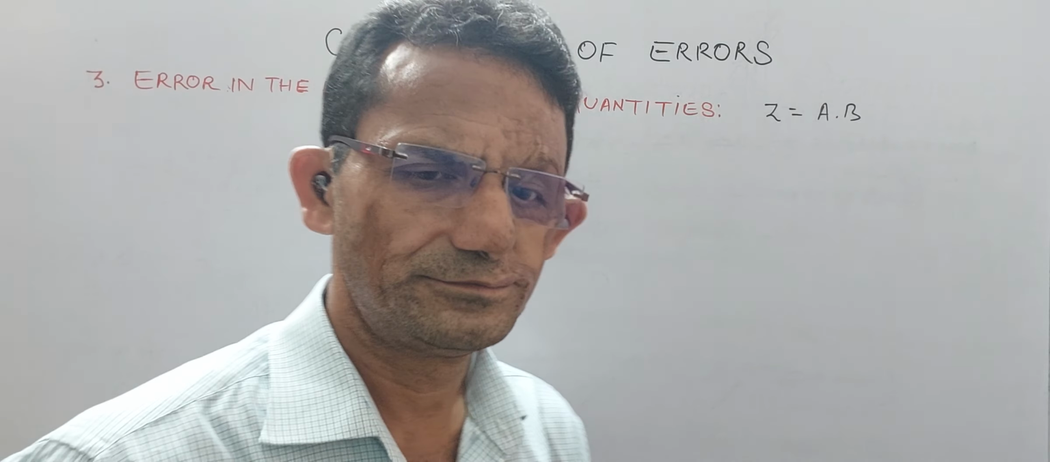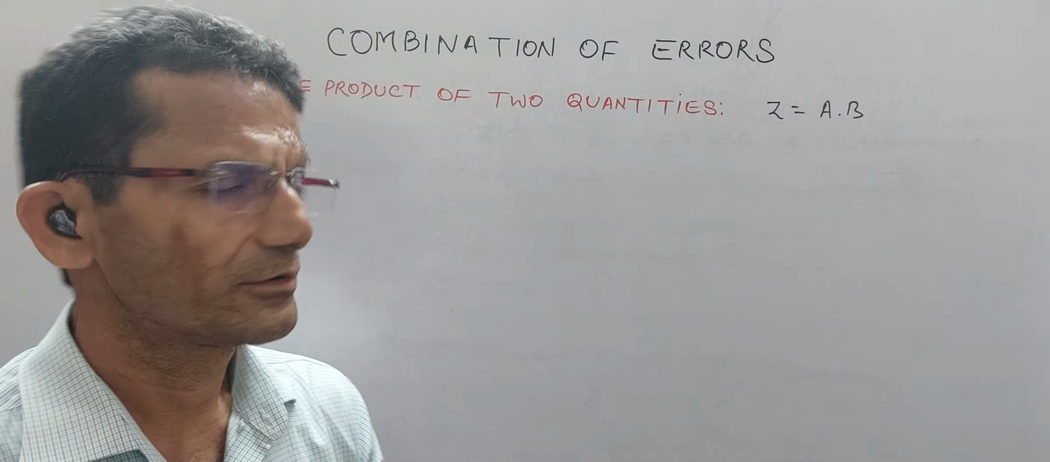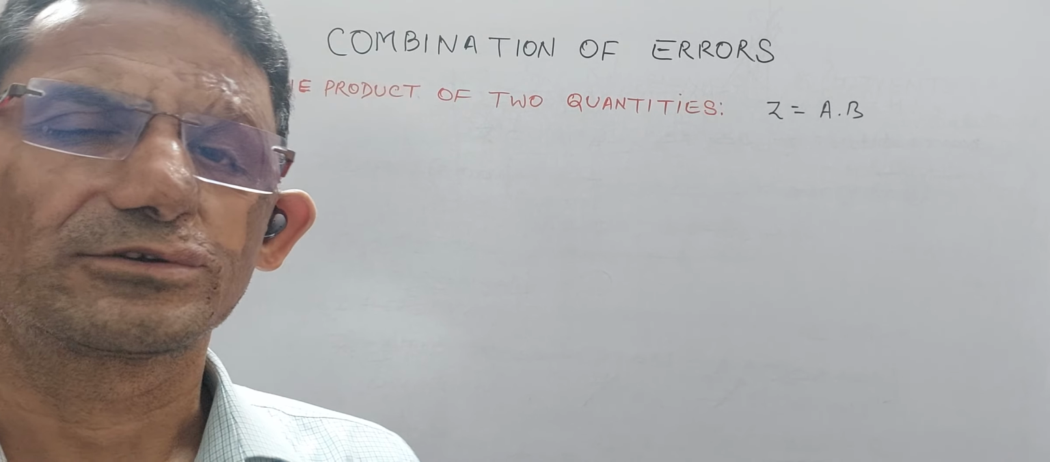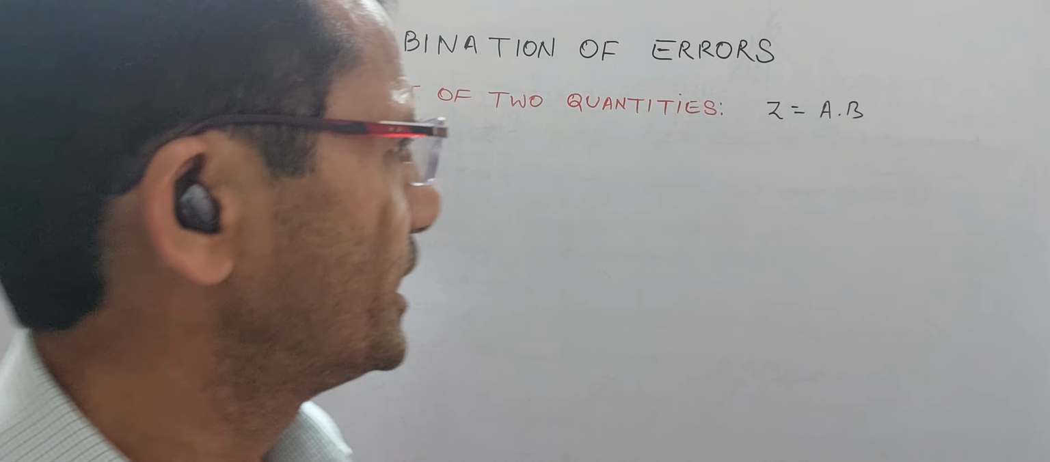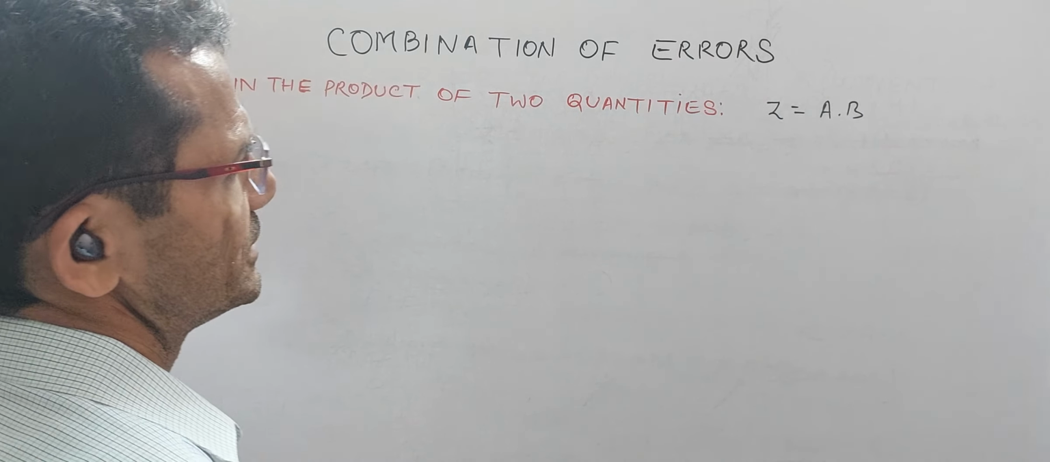Welcome. Our new topic will be to find the error in the product of two quantities. So we have two quantities A and B, and their product is Z.